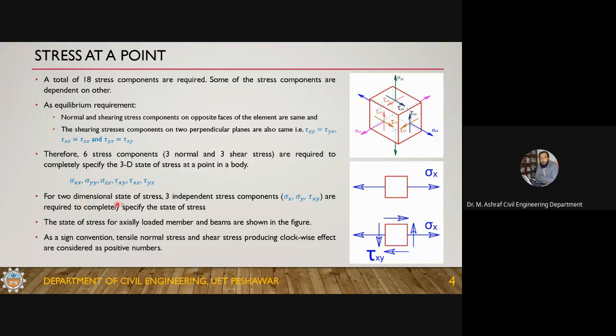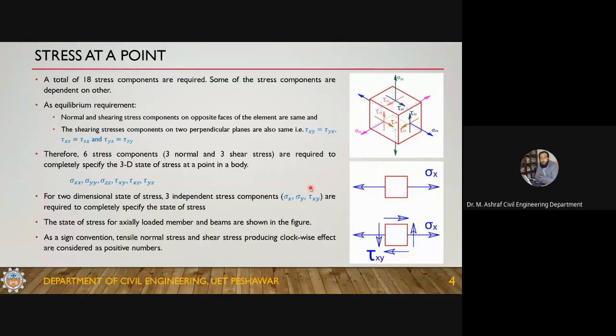So for a 2-dimensional state of stress, 3 independent components are required. For 3 dimensions, you require 6 components, but if you drop the out-of-plane ones, then you are left with these 3 components: sigma x, sigma y, and tau xy. So for 2-dimensional stress, you require these components.